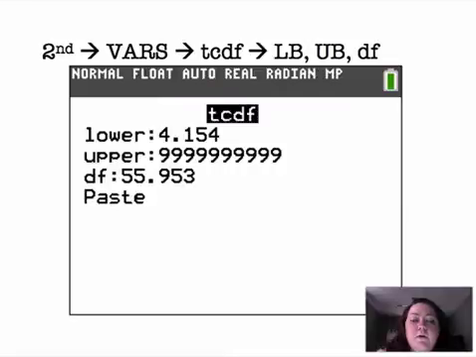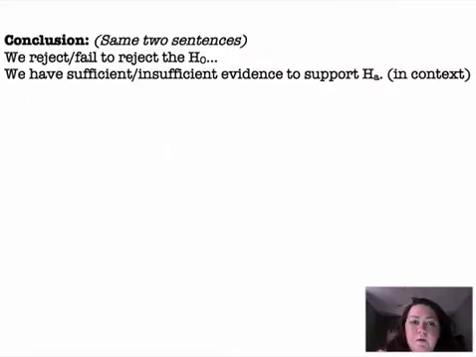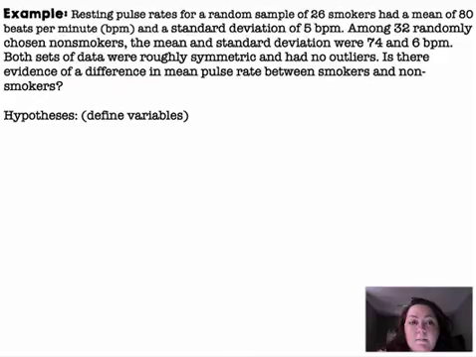If you get the t-value and you want to find your p-value, then you're going to go to second, vars. You're going to go to t-CDF. You're going to put in your lower bound, your upper bound, and your degrees of freedom. Your conclusion is going to be the same two sentences that we're used to. So we either reject or we fail to reject the null hypothesis, and we have sufficient or insufficient evidence to support the alternative. Make sure that that last sentence is in context.